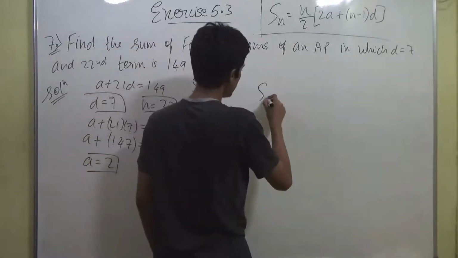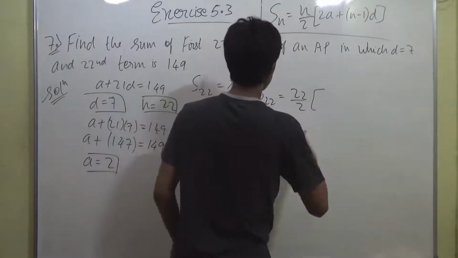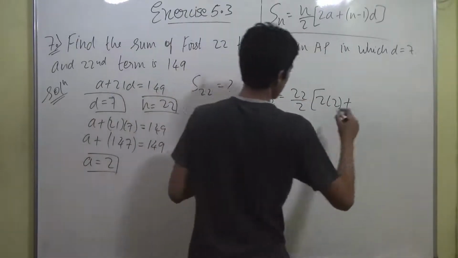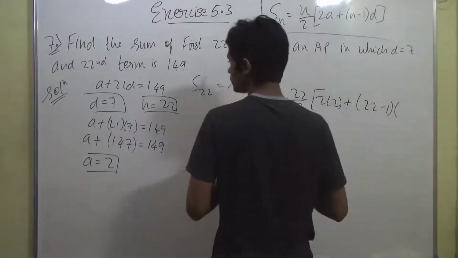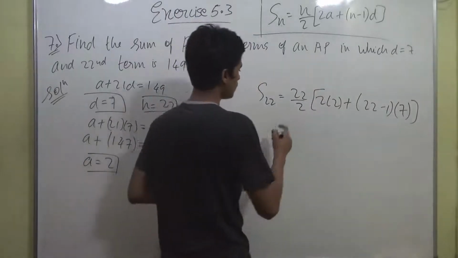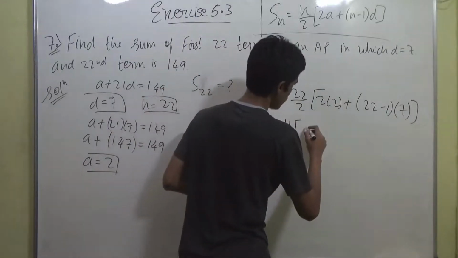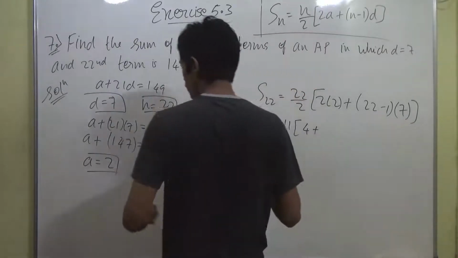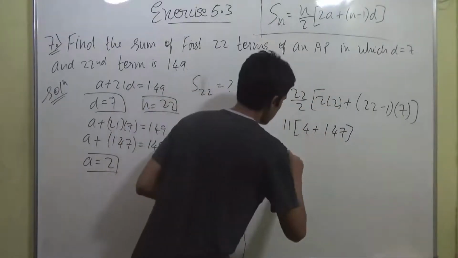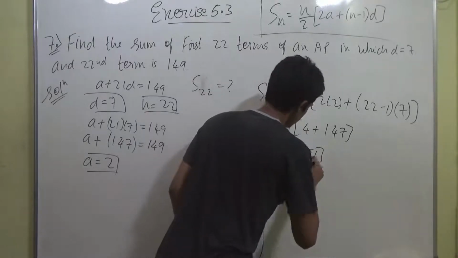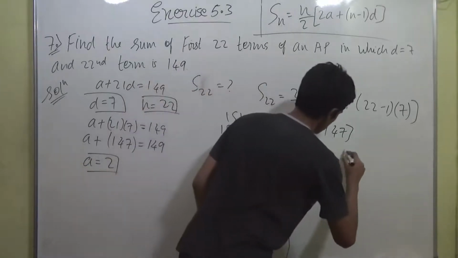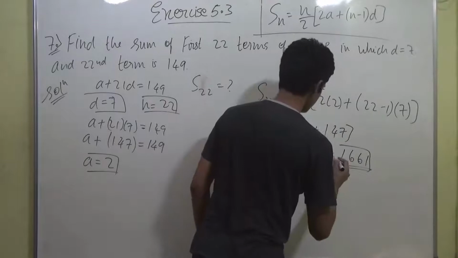We can use this formula, S of 22 equal to 22 by 2 in bracket 2 into a, 2 into 2 plus n minus 1 into d, that is 22 minus 1 into d is how much? 7. Now if we solve this guys, we'll be getting the value of S of 22, that is 11 into 4 plus this is 21 into 7. We did it here as well, right? 21 into 7 came out as 147. So this will become equal to 11 into 151. So 11 into 151 is how much? Is equal to 1661. So this will be your answer, guys.